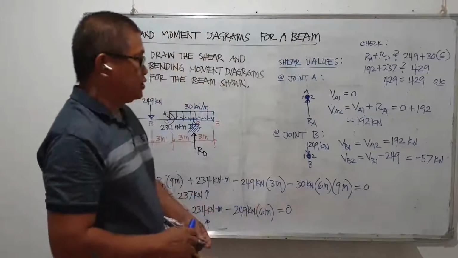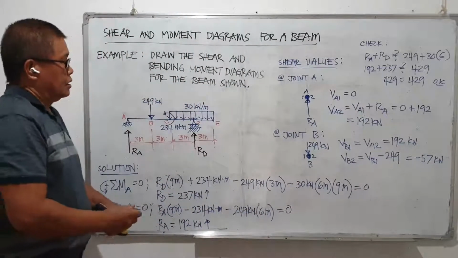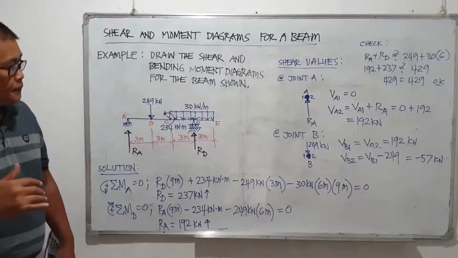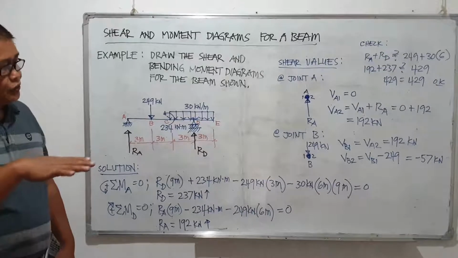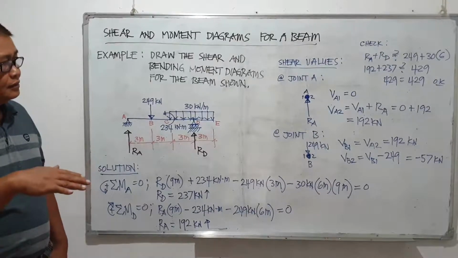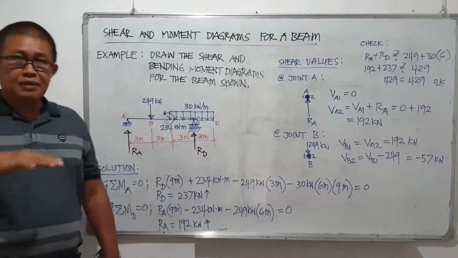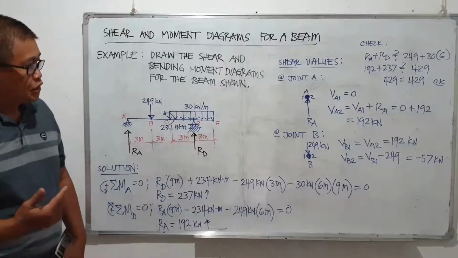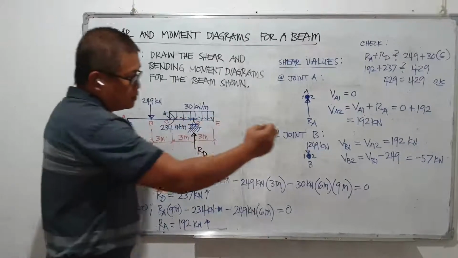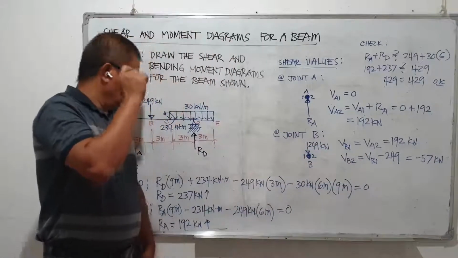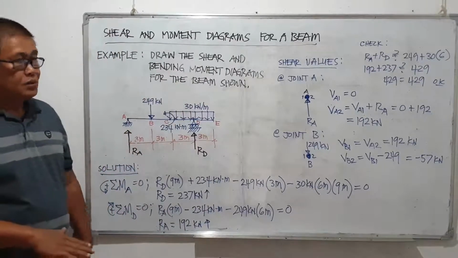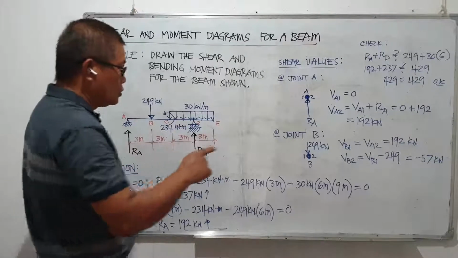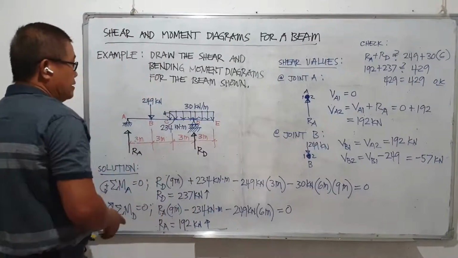As soon as we draw the shear and moment diagrams, our reference line, which is the zero horizontal line: below the reference line, all shear and moments are negative. Above the reference line, shear and moments will be positive. So once the value is negative, that will remind us that the value is below the reference line. So that is joint B.